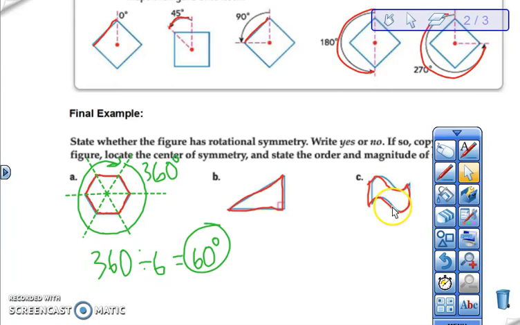So notice the little ball that I was using to rotate the figure, it was on top. Now it's on the bottom, so I had to rotate half a circle, which is 180 degrees.